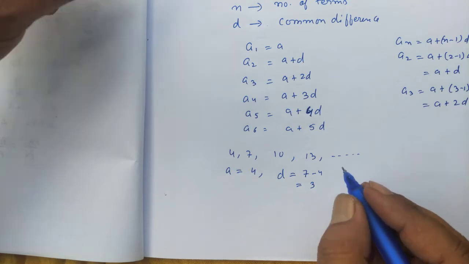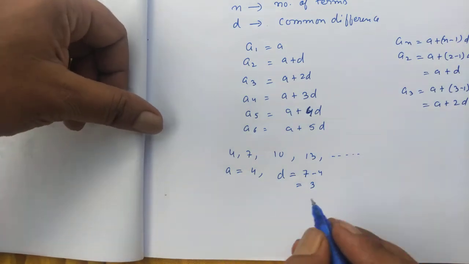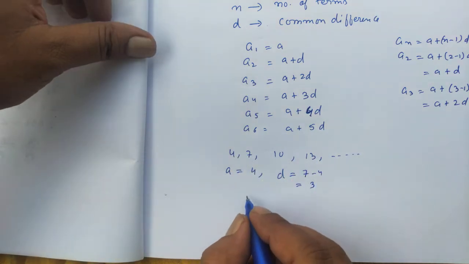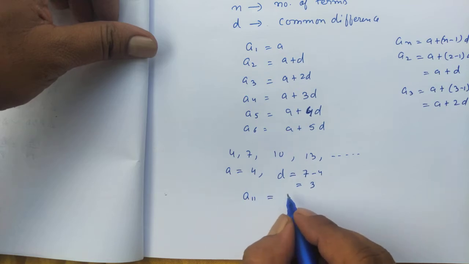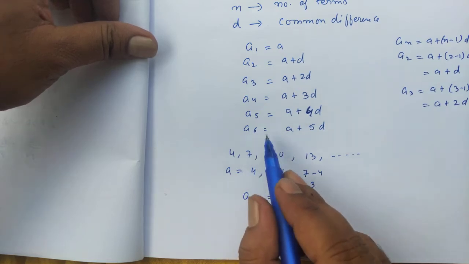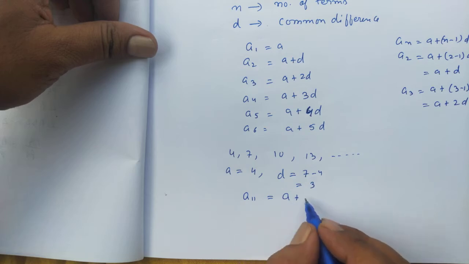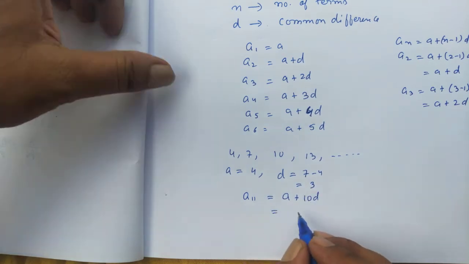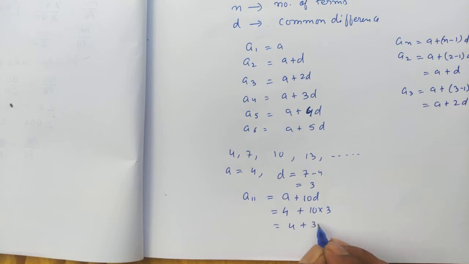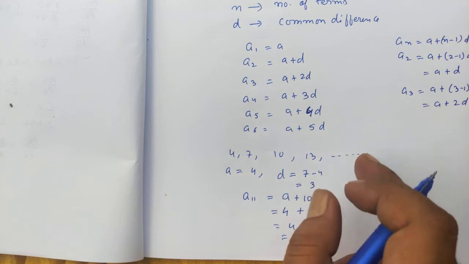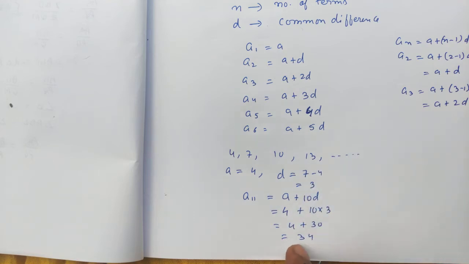And you are going to find, we don't know which term you are going to find, it's up to you. Suppose I want to find in this series the 11th term. I'll just write a11. a11 in short is a plus how many d? a6 is 5d, so a11 will be a plus 10d. Put the value. a is 4 plus 10 into 3. 4 plus 30, 34. So without counting, we can directly go to the 11th term. We can say that the 11th term of this series will be 34.